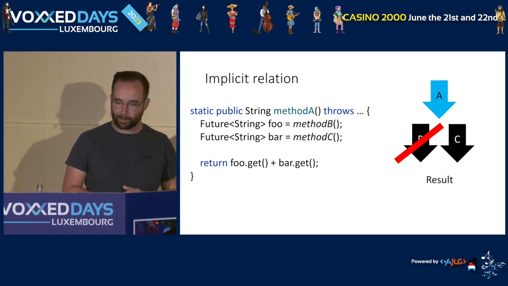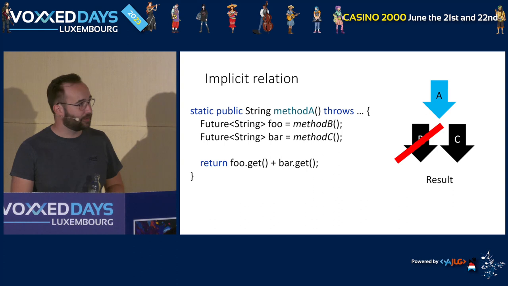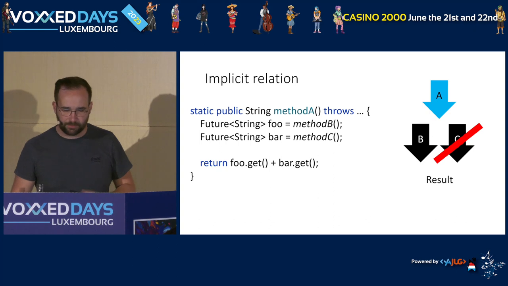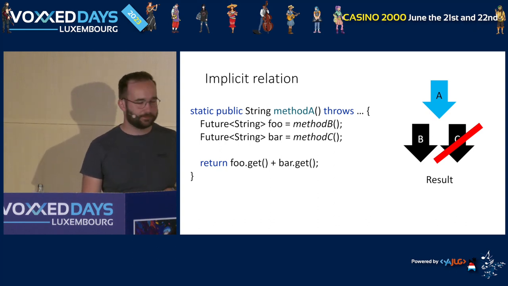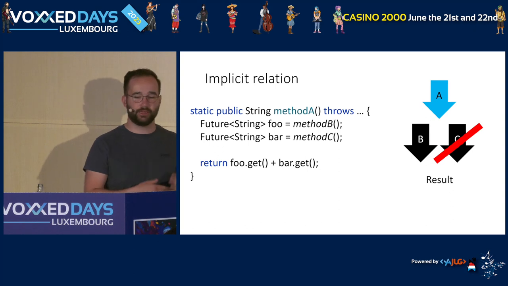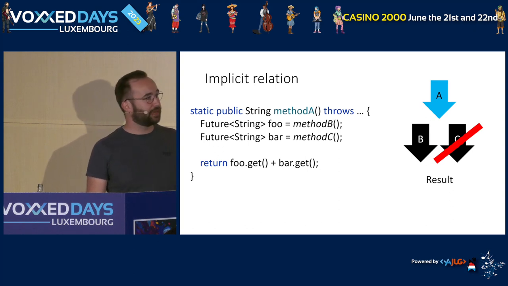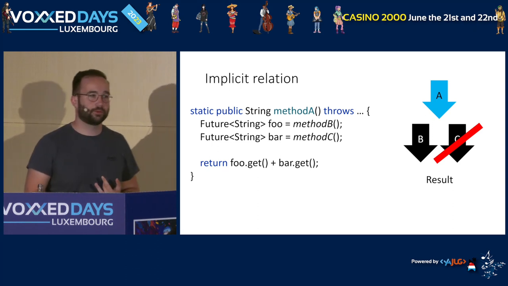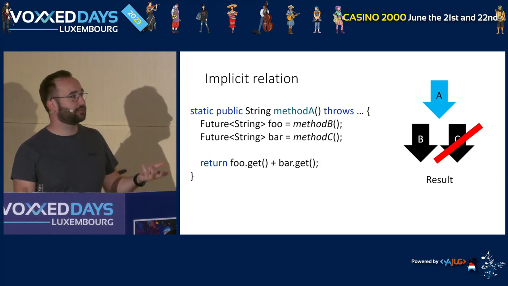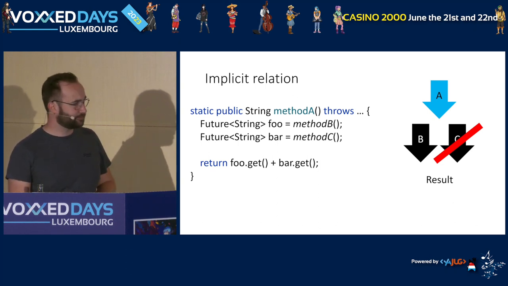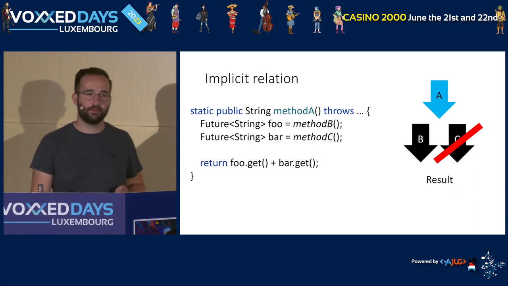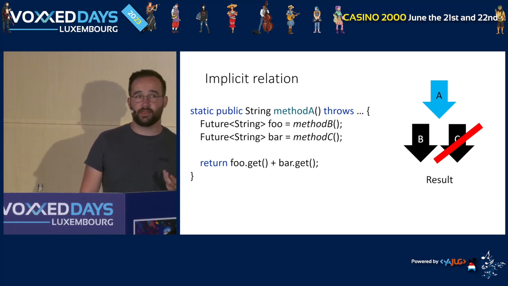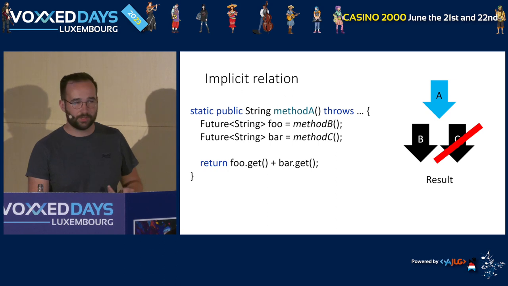And now I have to go back, and I can't really create the result. Of course, the same goes for method C. But it's a little bit worse this time, because method B continues running, because at the return statement I have the foo.get. At the get, I am blocked, waiting until method B finishes running. So if it takes 5 minutes, I'm waiting 5 minutes at that line of code, only to find out when I do the bar.get that an exception has happened and that I've waited unnecessarily long, which could all have been avoided.